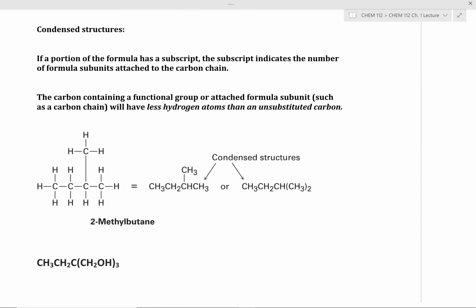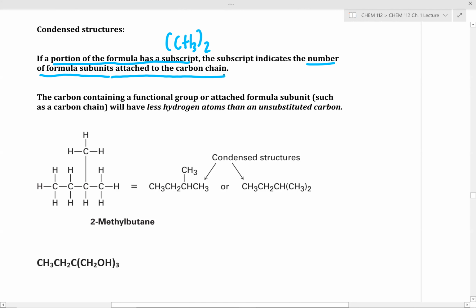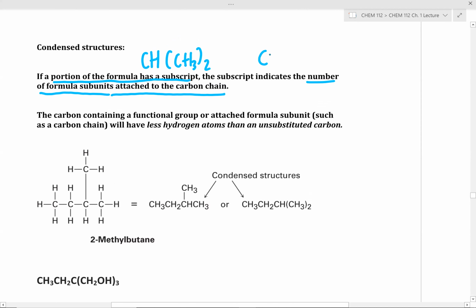So, if a portion of the formula has a subscript, such as, for example, (CH3)2, the subscript indicates the number of formula subunits attached to the carbon chain. Let's give a full example. If we're looking at, for example, CH(CH3)2, what we're saying is these methyl groups, these CH3 groups, are attached to our central carbon. So we draw our carbon, we draw our one hydrogen, and then we draw our two CH3 groups attached. So this is our way of condensing and indicating the number of attached side chains to one of our carbons in our molecule. Does that make sense?